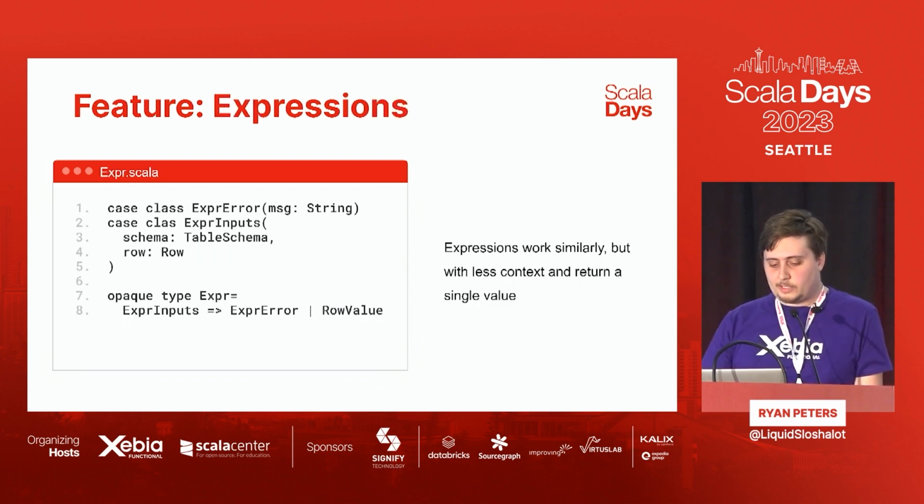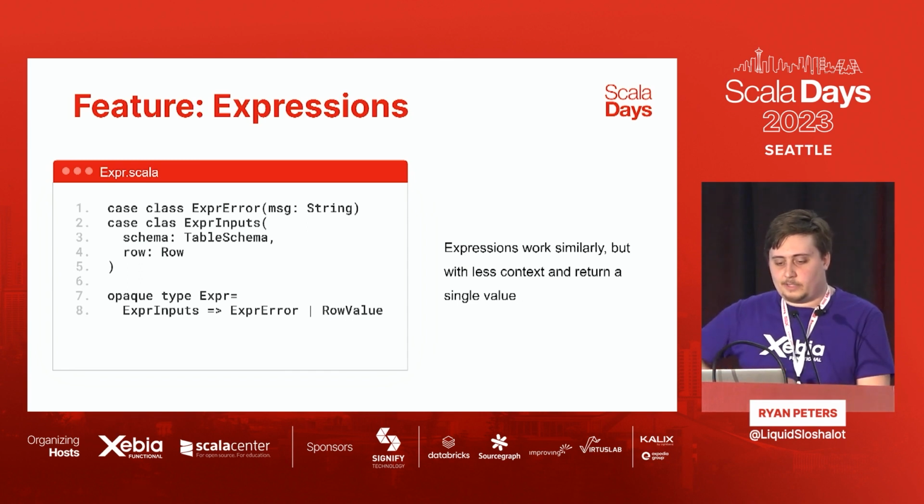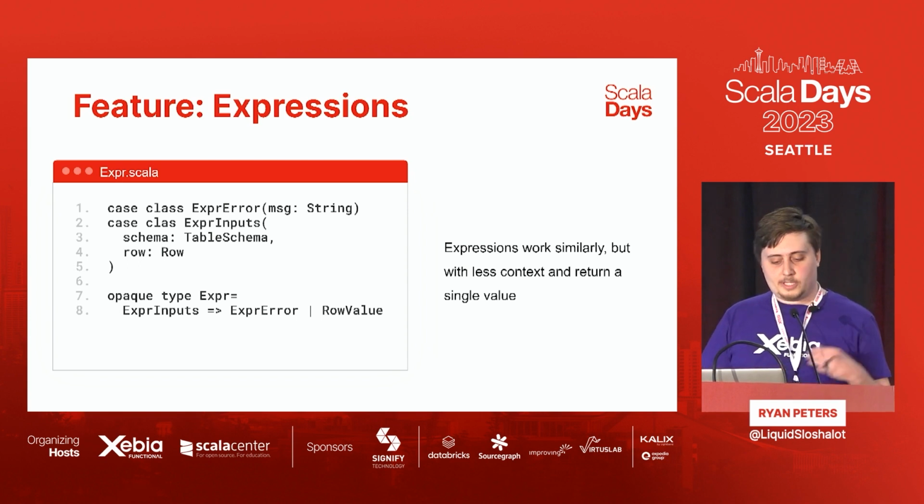So expressions, on the other hand, I had to write a whole parser. I'm not really going to talk about the parser. It's pretty basic. It's just splitting terms into a list of strings, and then I loop through the list of strings. That's nothing really new. But the expressions are implemented in a kind of similar way to queries. So you have these inputs, and the inputs include the table schema and a row. And most expressions operate on a single row. Aggregations operate on the entire table's rows.